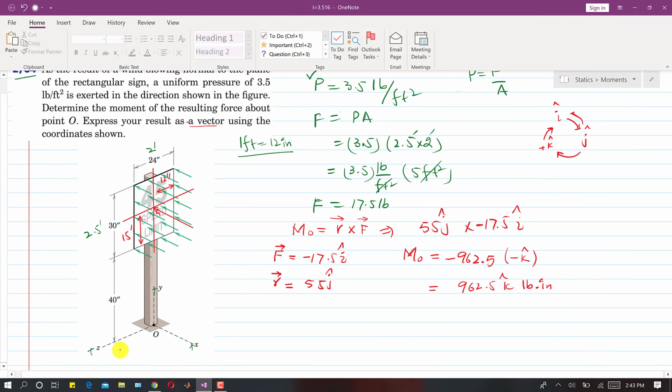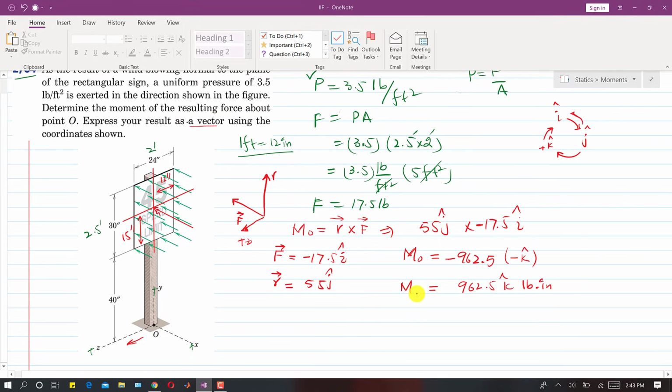So what is the positive K? This is the direction, right? So we can also find this. Let's suppose this is the F vector, and this is the R vector, this is the direction of R in the positive Y direction. So if we extend our fingers in the direction of this R vector, and then rotate it towards F, then the direction of the moment will be towards the positive K axis, towards the positive Z, right? So this is the direction of moment.